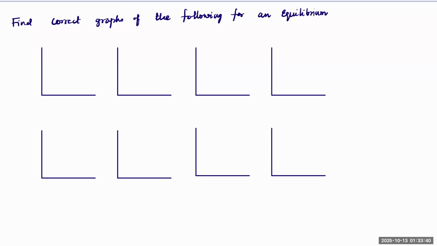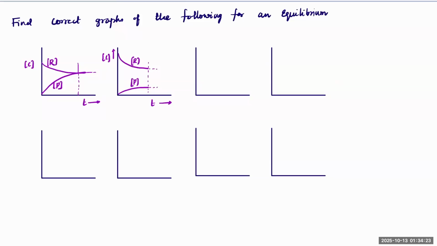Starting with the first one, here one graph was given like this. It is mentioned that this is the concentration versus time. This is the reactant concentration, and this is the product concentration. Second one, all right, it is given like this: reactant here, product here. Here also it is like this. Now this is also given as concentration versus time. This is reactant, this is product.